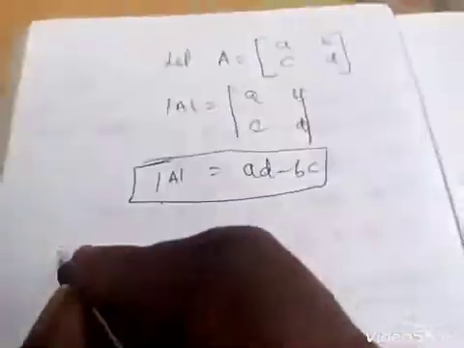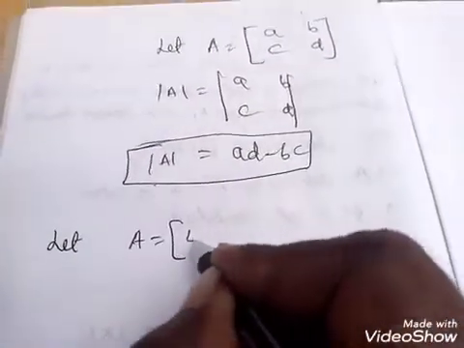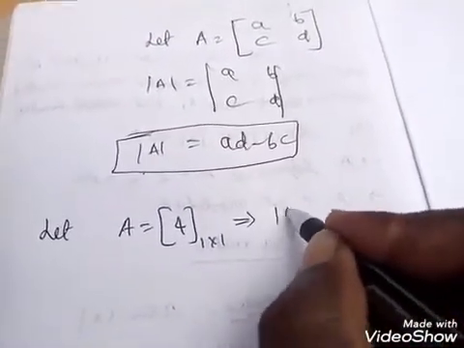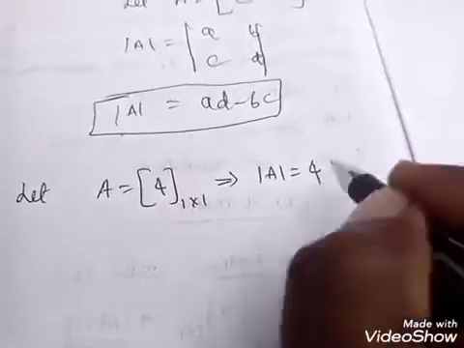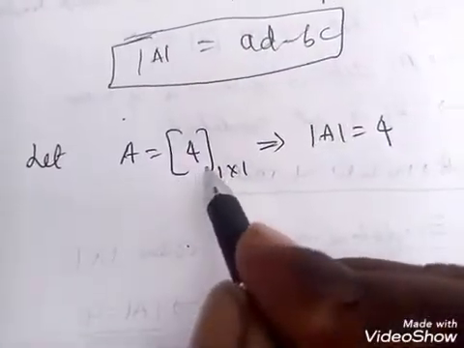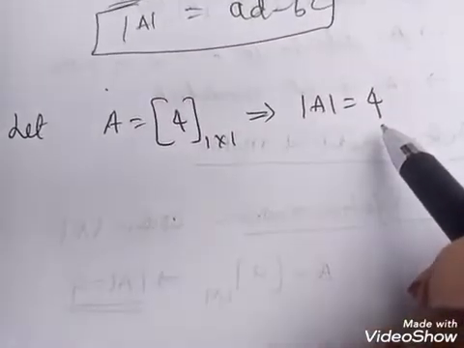Next, let A is equal to 4, a 1 by 1 matrix. Then det A is equal to 4. Let A is equal to 4. That is a singleton matrix, 1 by 1. That implies det A is equal to 4.